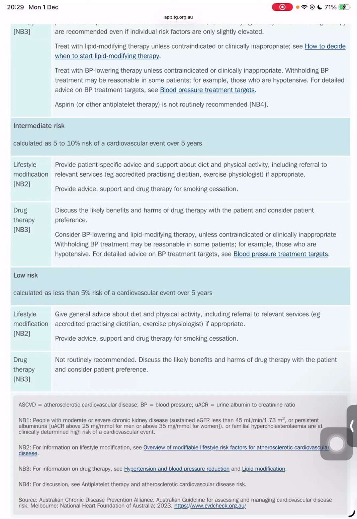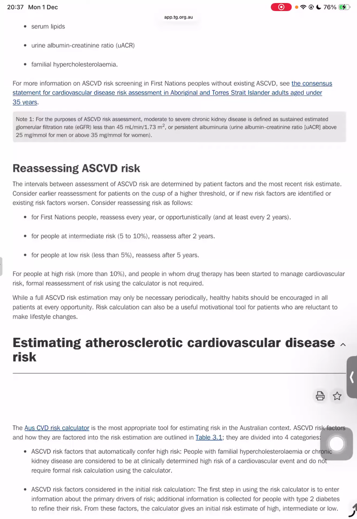And for people at intermediate risk, like 5 to 10%, reassess after 2 years. Remember, reassess after 2 years. For people at low risk, less than 5%, reassess after 5 years. Low risk is 5 years, intermediate is 2 years, and First Nation people usually annually.